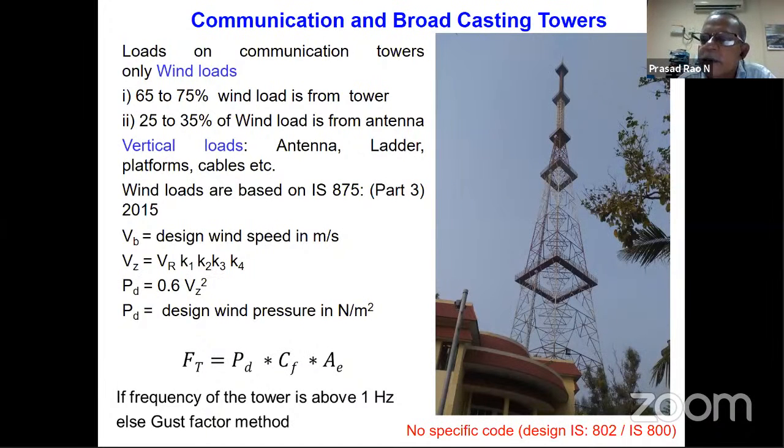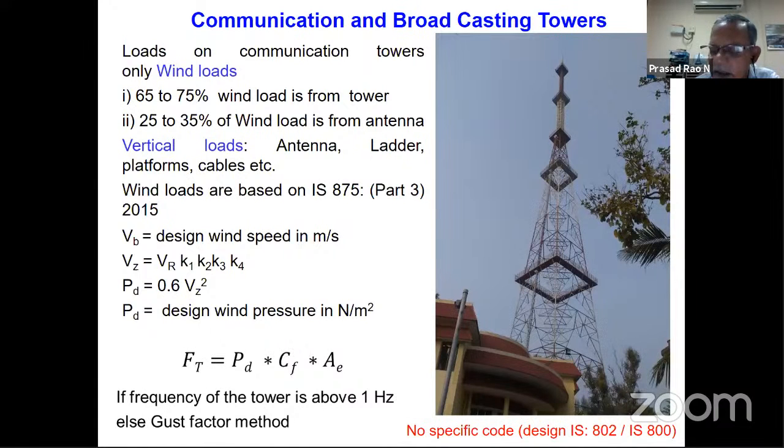The only thing here, the maximum load comes from the antenna. 60 to 75% of the wind is from the tower, and 25 to 35% of the wind is from the antenna. Whatever antenna, any number of antennas you put, the structure will attract more wind when compared to the antenna. That is 60 to 70% contributed from the structure. Suppose you have a 100-meter tower, the loads coming on the structure will be from the structure itself.